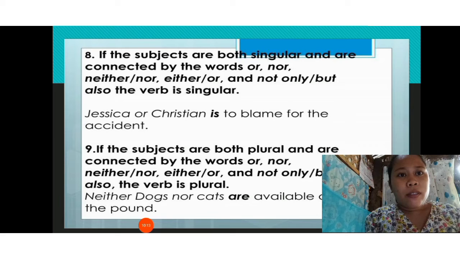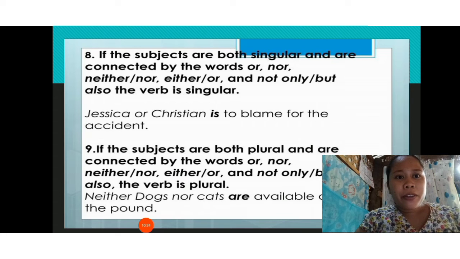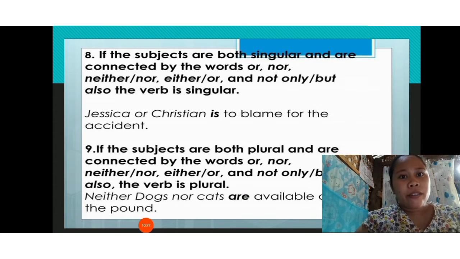Number 8. If the subjects are both singular and are connected by the words or, nor, neither, nor, either, or, and not only but also, the verb is singular. So take note, if the subjects are both singular. Let's say, for example, Jessica or Christian is to blame for the accident. So Jessica is singular, right? And Christian is also singular. So if these subjects are connected with these words or, nor, neither, nor, either, or, and not only but also, the rule is we are going to use singular form of the verb. So we use is.